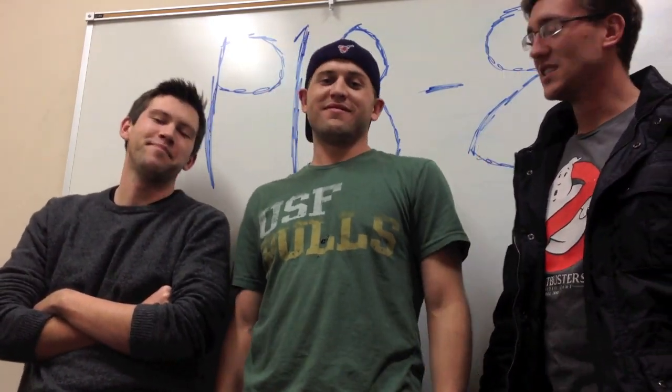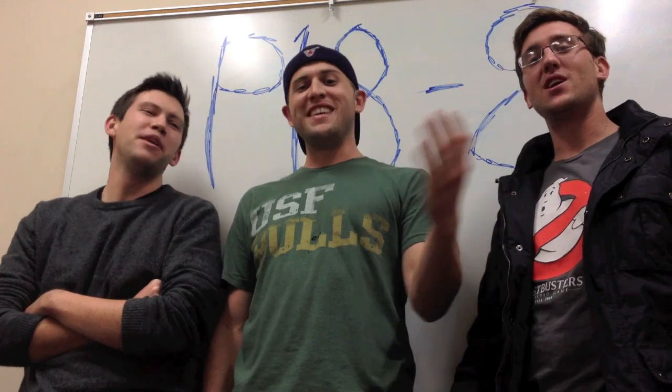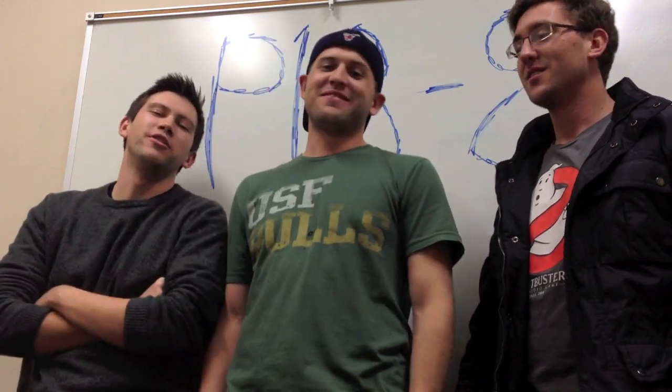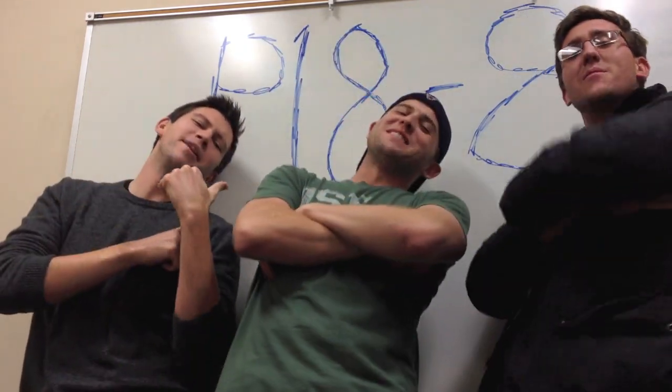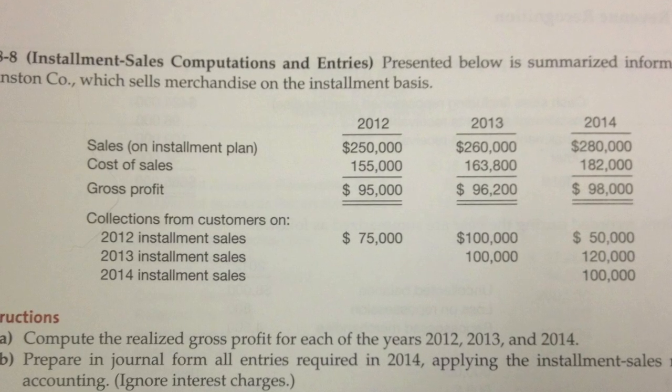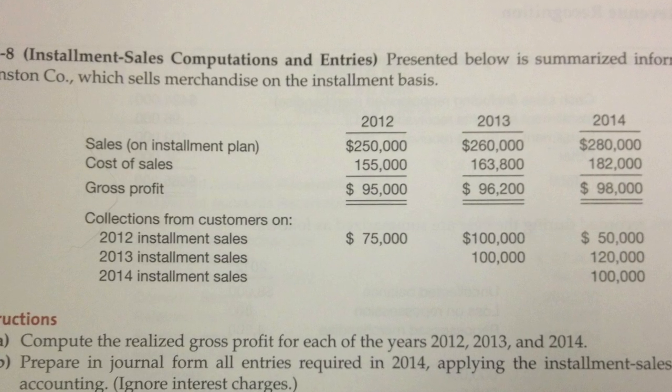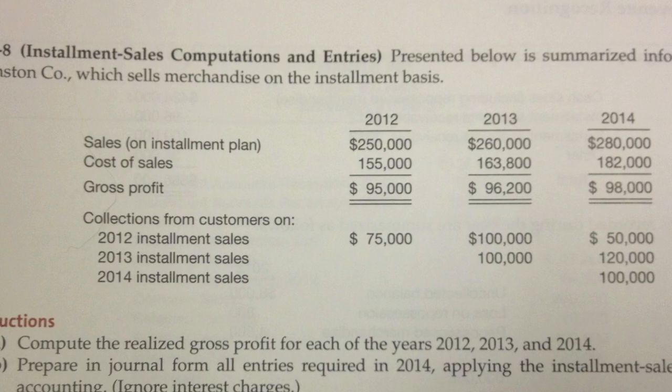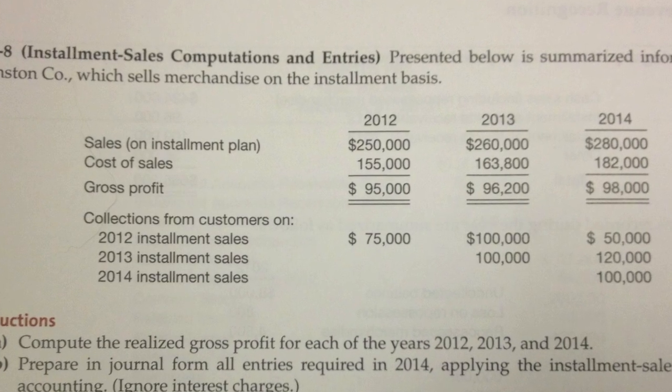I'm Jason. And we're going to talk to you about P18.8, which is all about installment sales. Problem 18.8 requires us to recognize revenue using the installment sales method. You may be asking yourself, how are we going to do that? Drew is going to tell us exactly that.